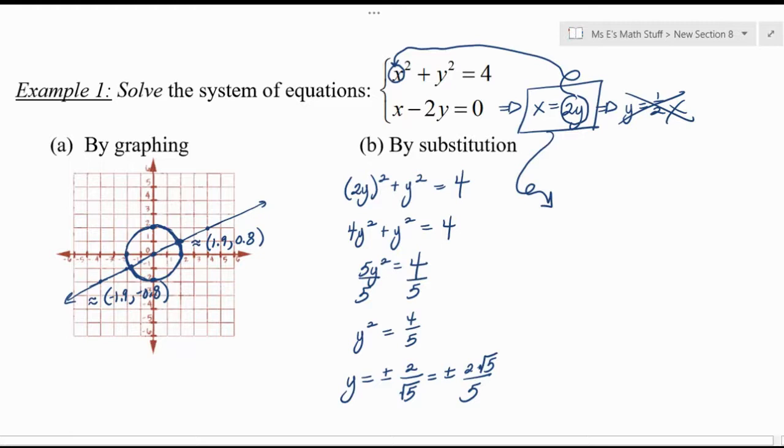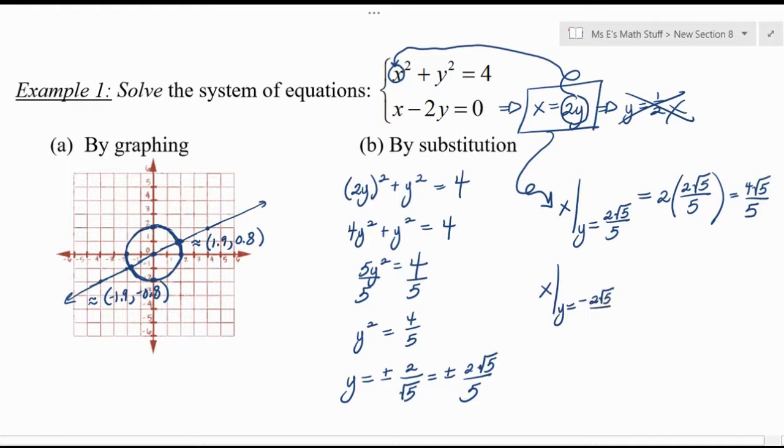So let's figure out what x is when y is equal to positive 2 root 5 over 5. Well, it would just be 2 times that number. And so you'd end up with 4 root 5 over 5. And then similarly, x when y is equal to the opposite of 2 root 5 over 5.